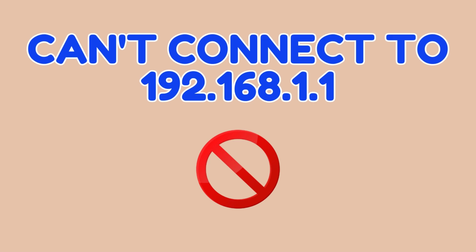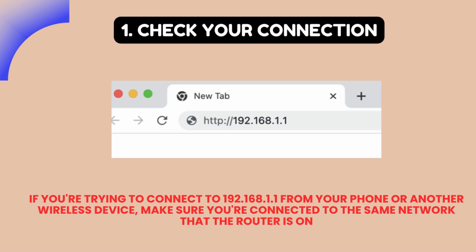Can't connect to 192.168.1.1. 1. Check your connection. If you're trying to connect to 192.168.1.1 from your phone or another wireless device, make sure you're connected to the same network that the router is on.